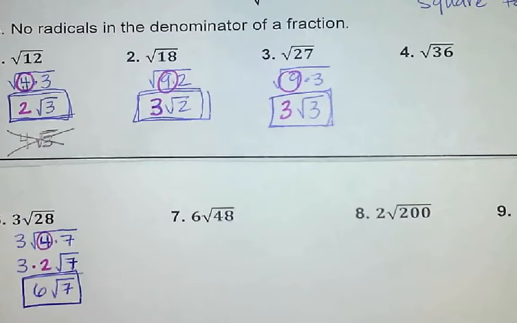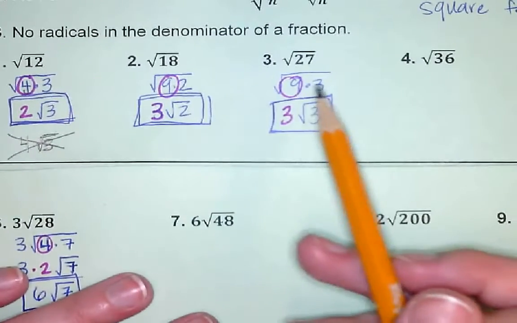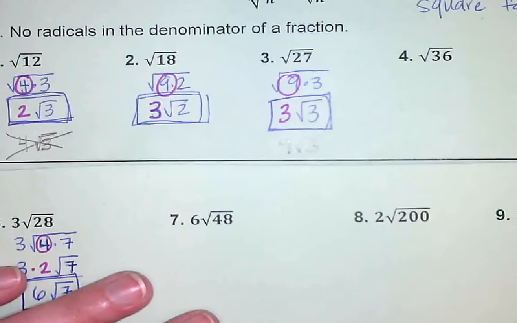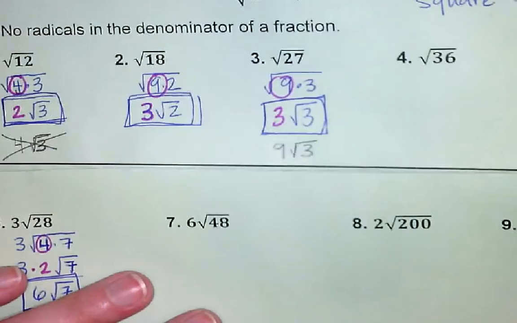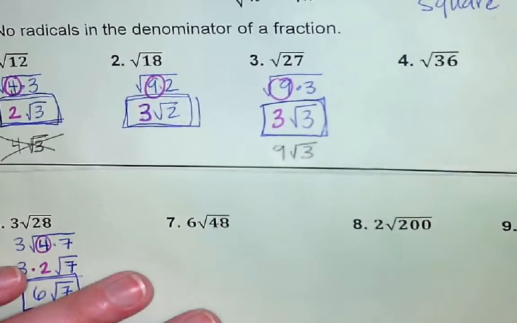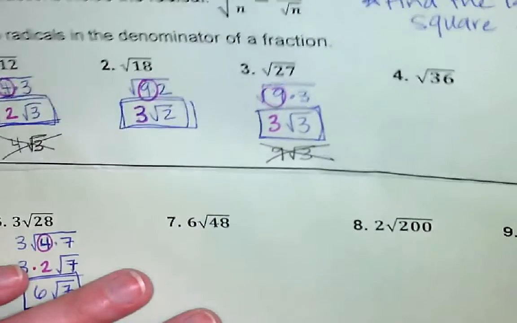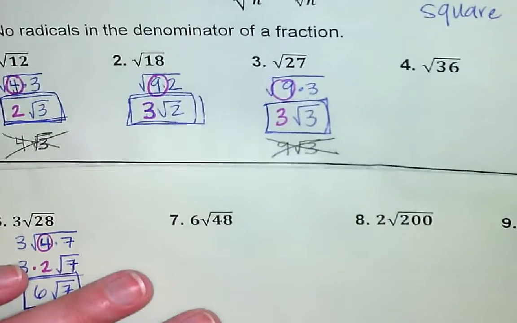Once again, one of the most common mistakes that I see with these is people will just take out the 9 and make it 9 square root of 3. It'll just say 9 square root of 3. That is wrong. Do not do that. You have to take the square root of 9 before you can take it out of the radical.